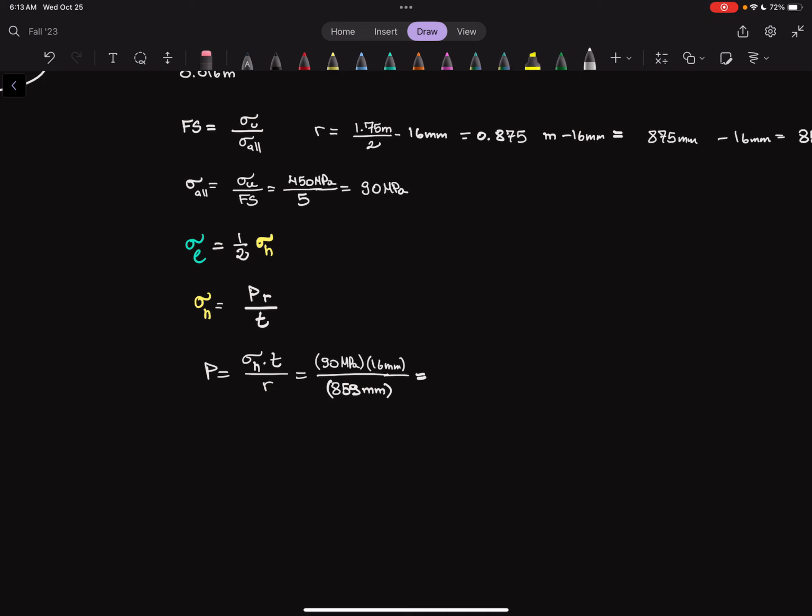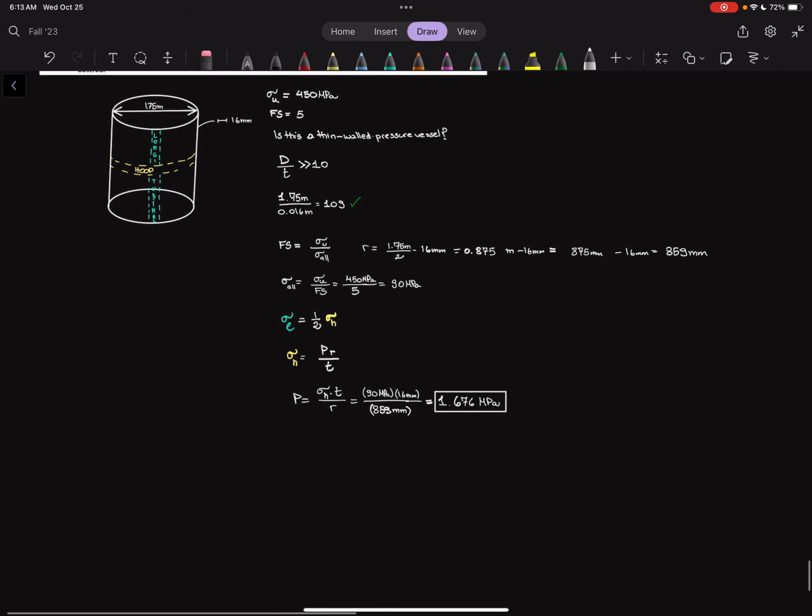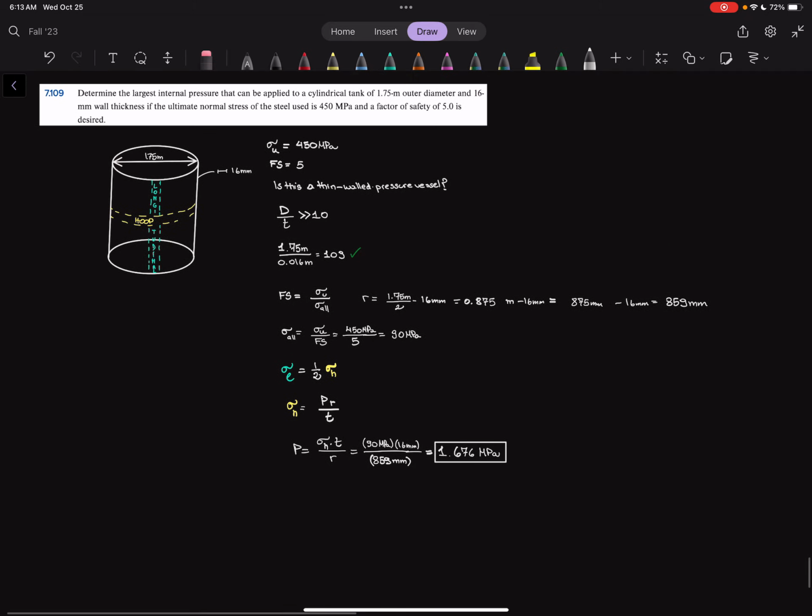So we get 90 times 16 divided by 859, which is 1.676 megapascals. And this should be our answer. I hope this was useful, and I'll see you next time.